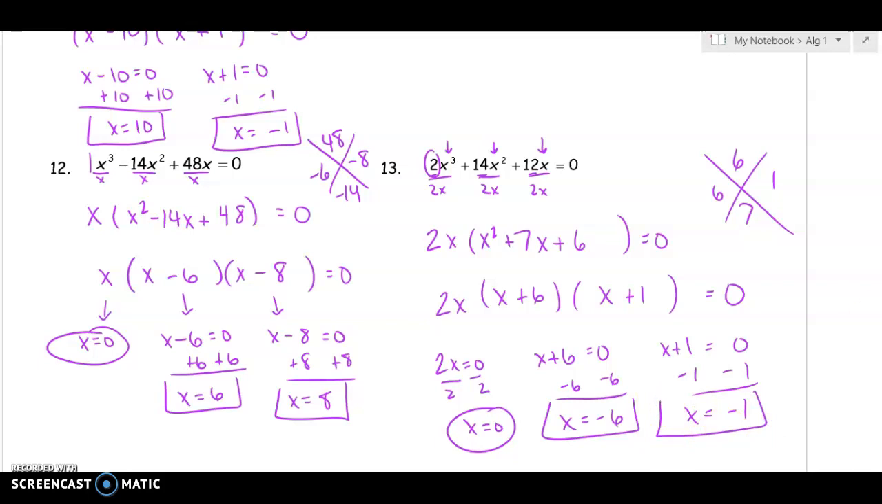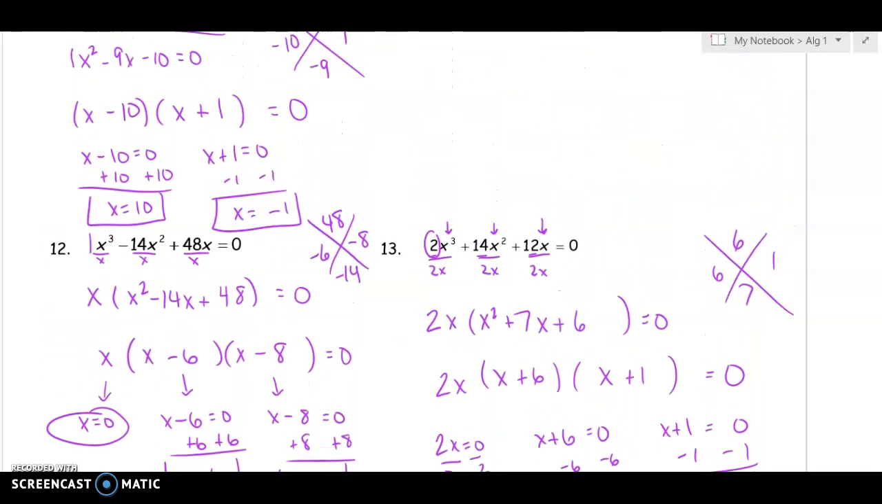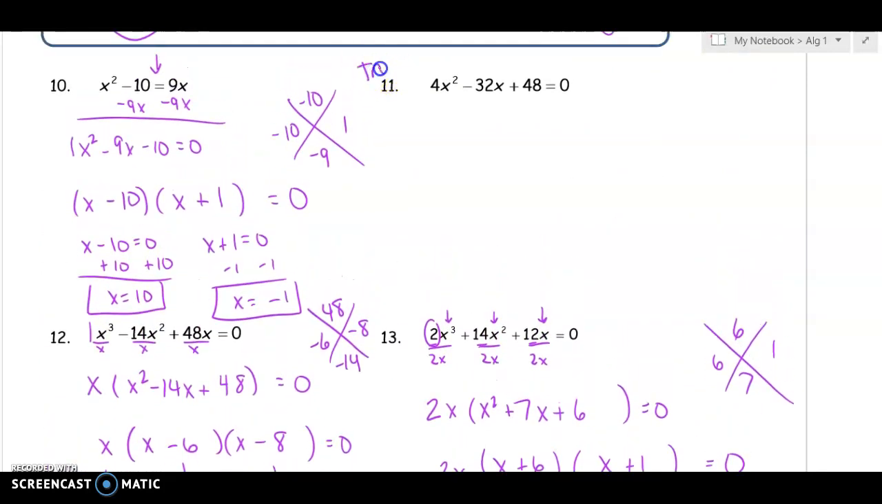I'd like you to try number 14 right up above, or not 14, I apologize. We're not going to do 14 at all. Don't worry about those problems. Try number 11. Okay, you're going to try number 11 real quick and give it a go.